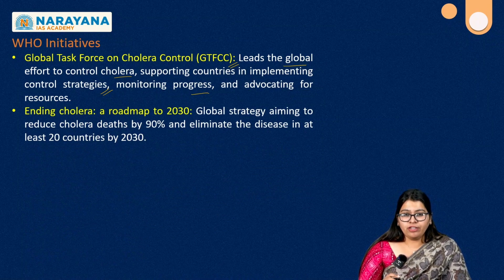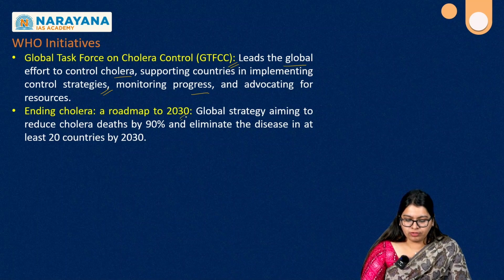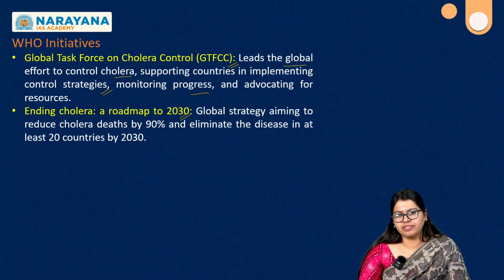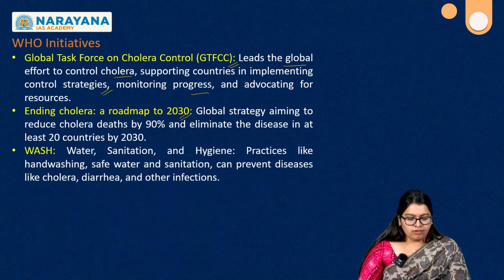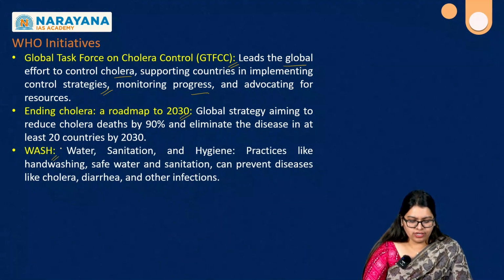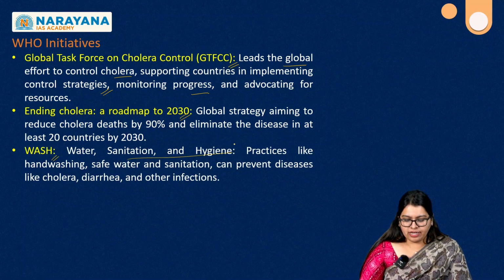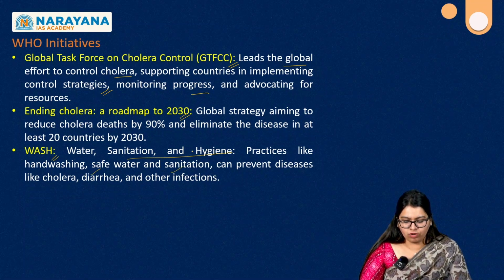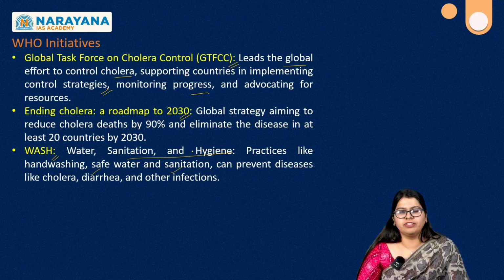Now we have Ending Cholera, a roadmap to 2030. This is a global strategy which aims to eliminate 90% of the disease by 2030. Followed by this, we have the WASH initiative, that is water, sanitation and hygiene. That includes practices like hand washing and safe water as well as sanitation, which can prevent the further spread of this disease.